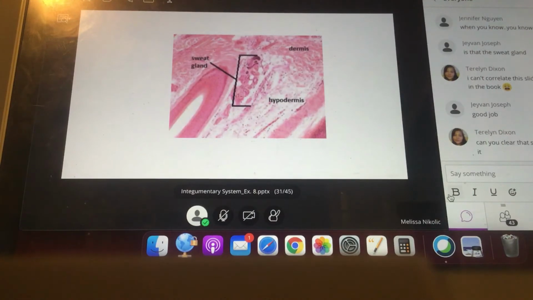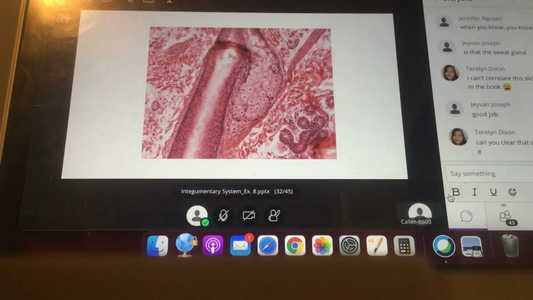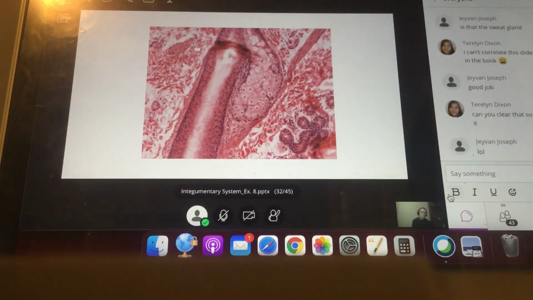Remember, this is very small. Get the images off of Blackboard. Blackground, that's not a thing. Blackboard, that's a thing. So make sure you're getting the images off of Blackboard and reviewing them.